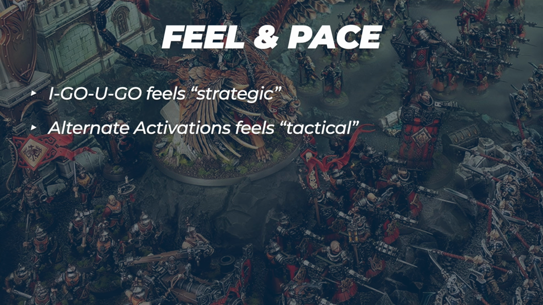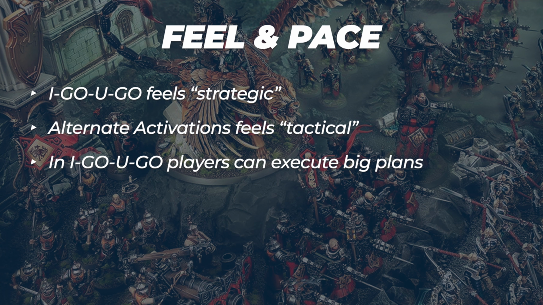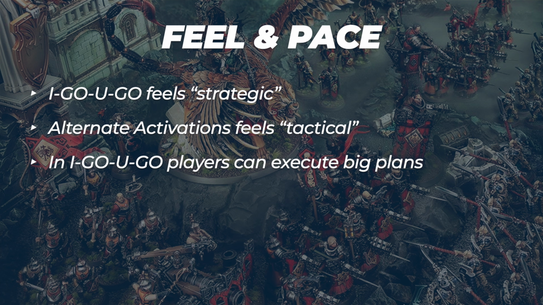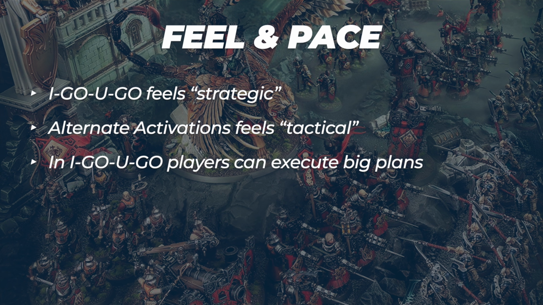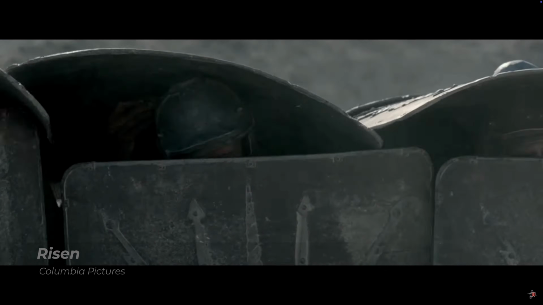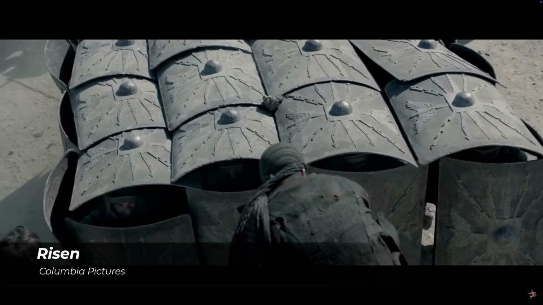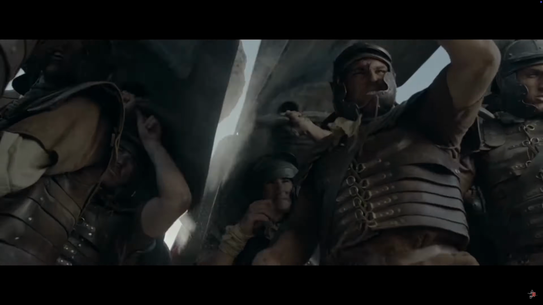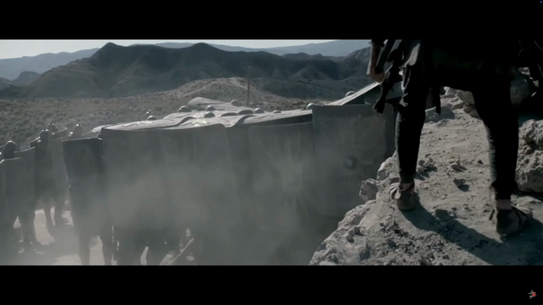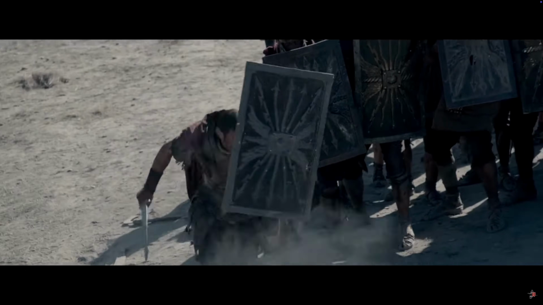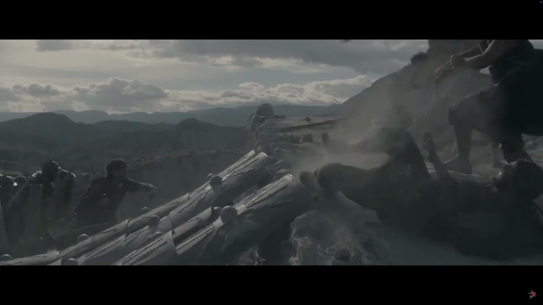By that I mean I Go You Go is a system where players can hatch plans on a grand scale, executing big battlefield maneuvers, mass cavalry charges, flank attacks, routing the enemy line, and so on. And its pace is therefore one of ebb and flow. During a player's turn, they are on the attack and have the advantage. Their opponent needs to hunker down and hope their defensive measures are enough to weather the onslaught before they can mount a counterattack of their own.